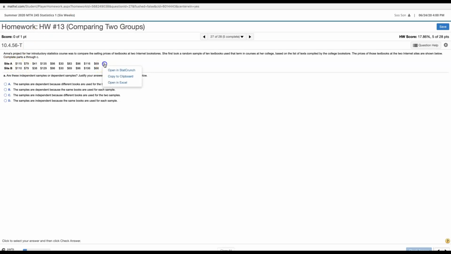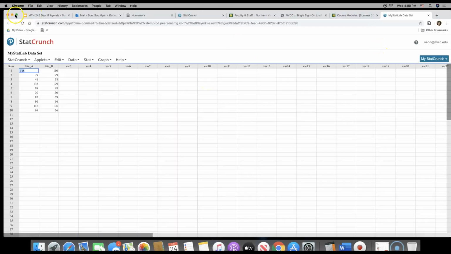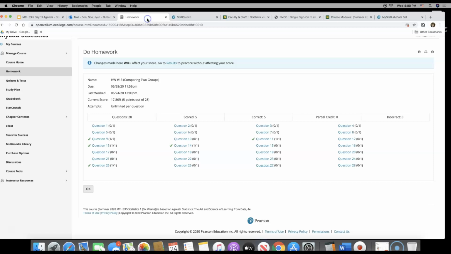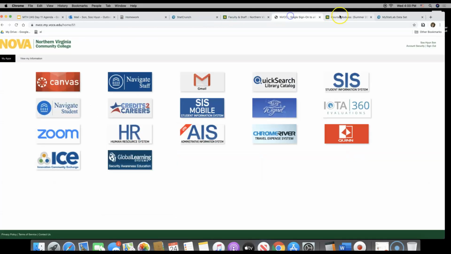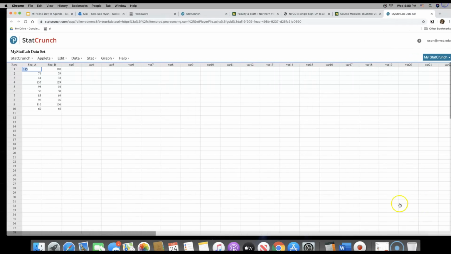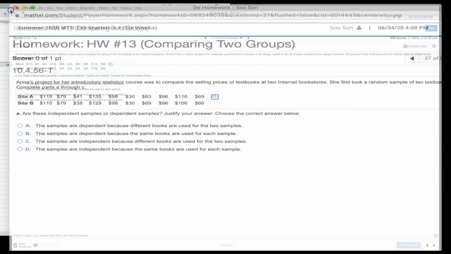Okay. Oh, I like this button. I like to just send that data to StatCrunch. Or I did it, but now where's my homework? Where did my homework go? Oh, this right here. No. Oh, gee. Here it is. Let me minimize this so that I can open both screens.